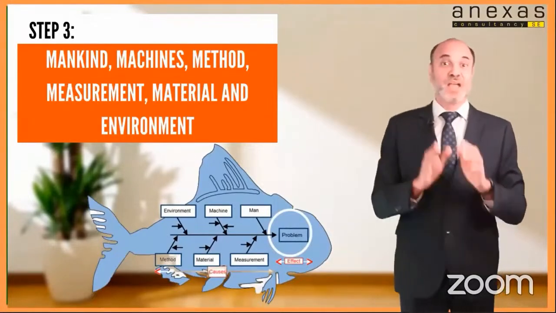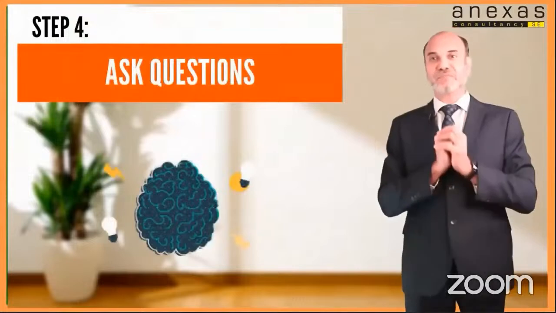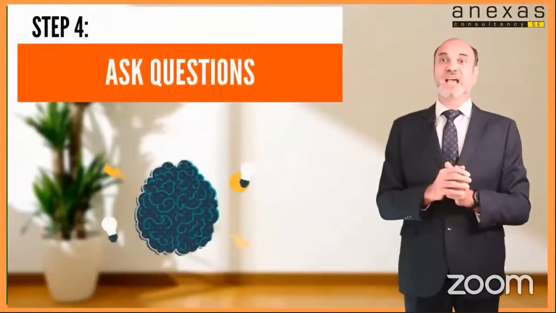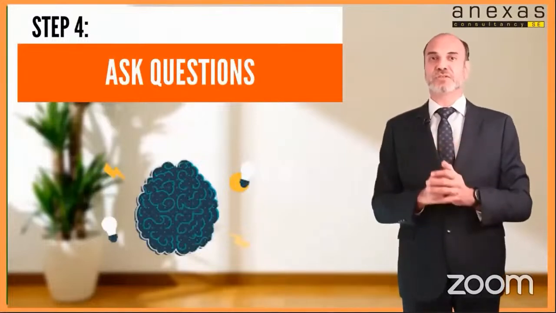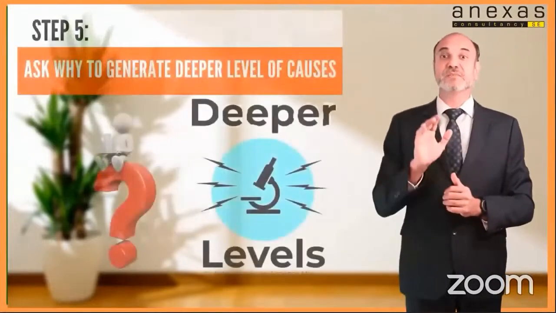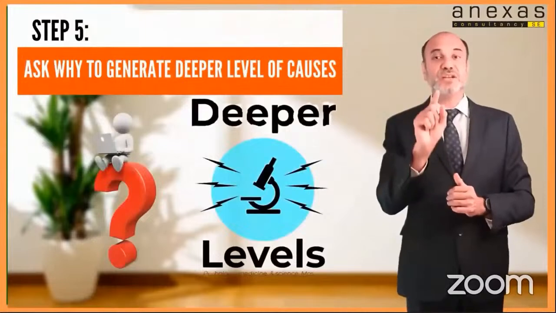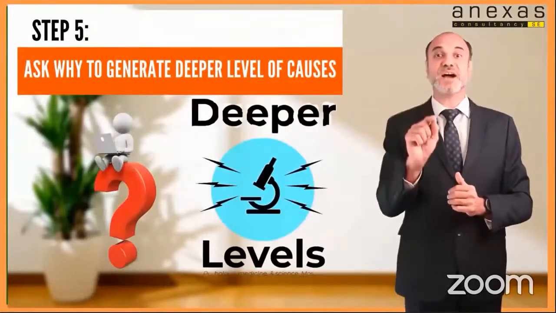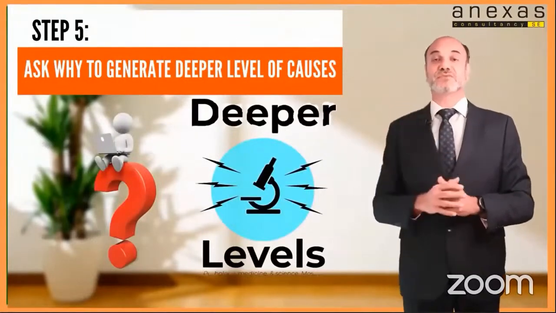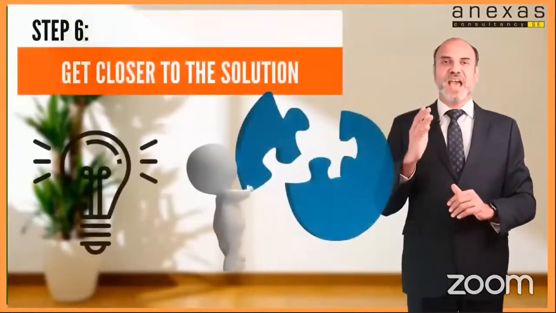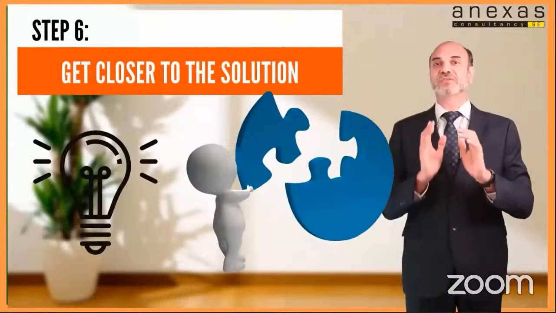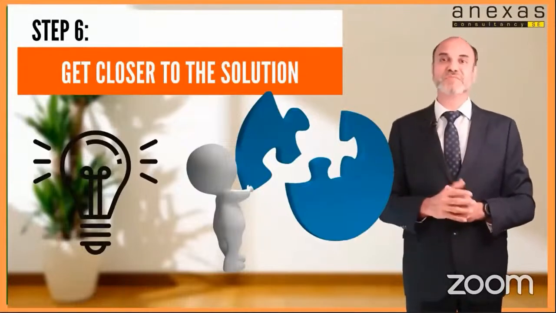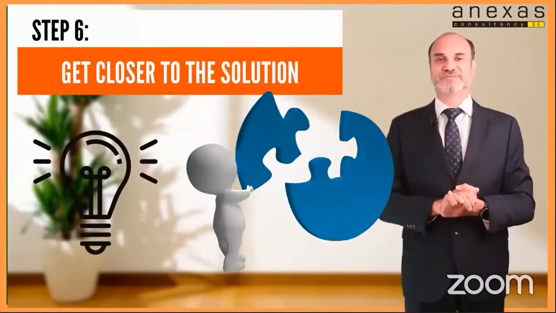6 M's. Step number 4, using the brainstorming technique, ask questions like why is it happening and find the answer to each cause. Step number 5, the process does not stop here. You need to continue to ask why and generate deeper levels of causes. Step number 6, as you do this, you will realize that you are getting closer and closer to the causes and effects of the problem and reaching nearer to the solution.